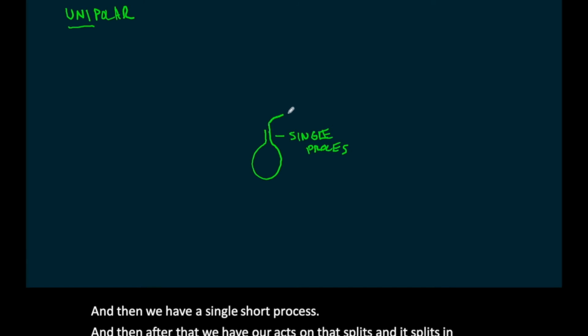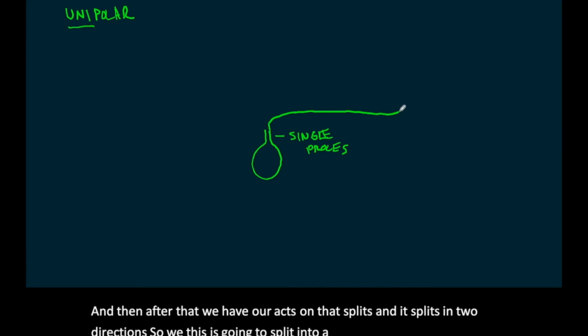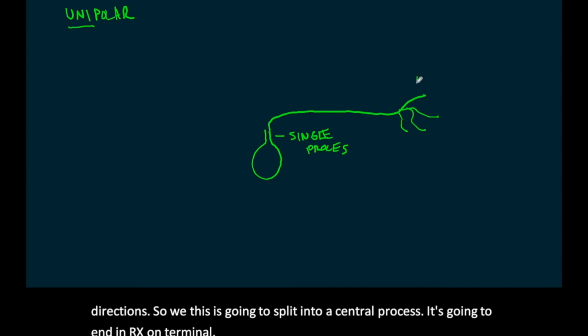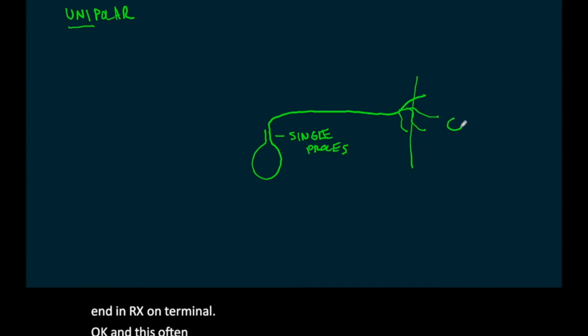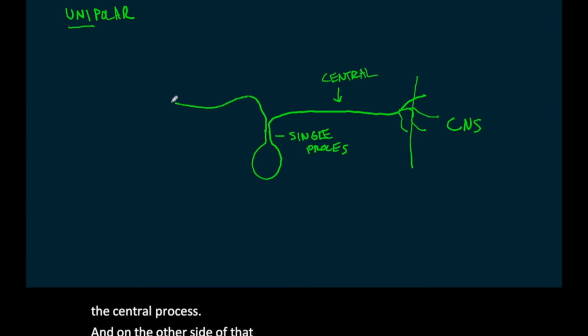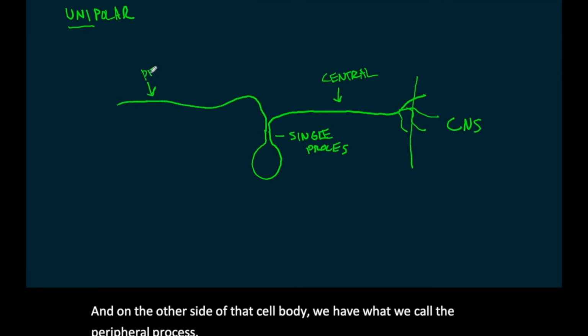So this is going to split into a central process. It's going to end in our axon terminal. Okay? And this often goes into the CNS, so you can remember it that way, the central process. And then on the other side of that cell body, we have what we call the peripheral process. And this goes out to the dendrites in your periphery.